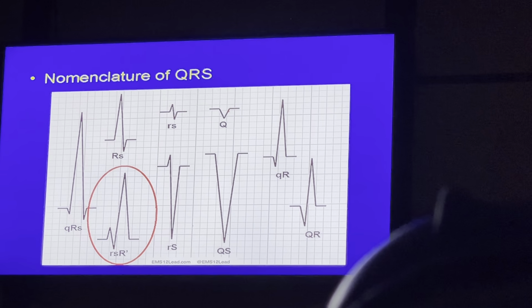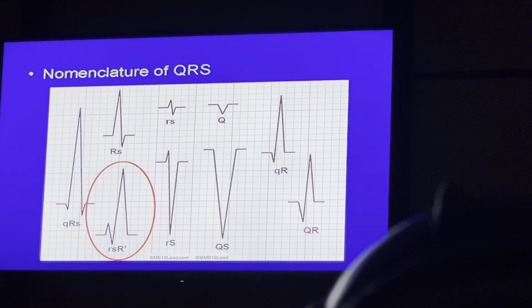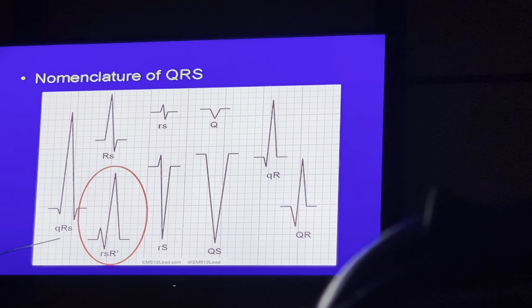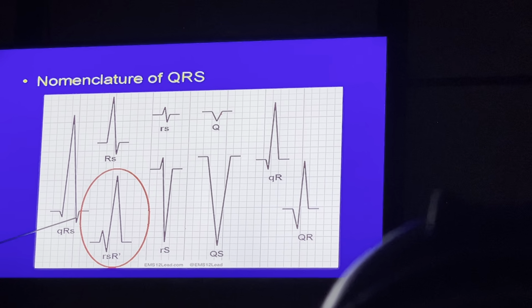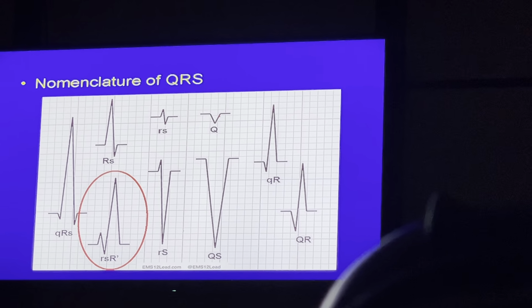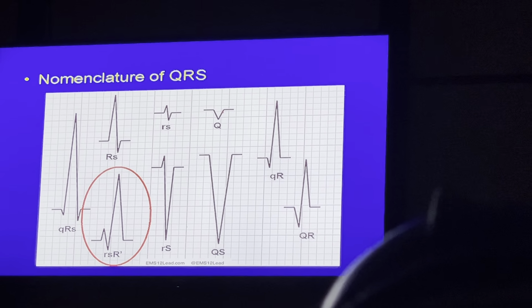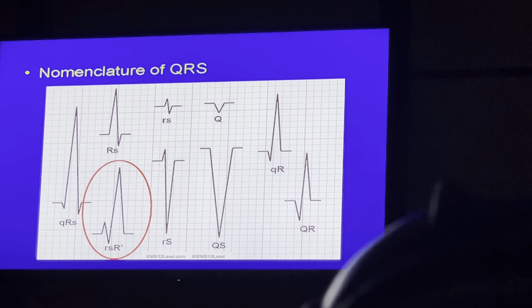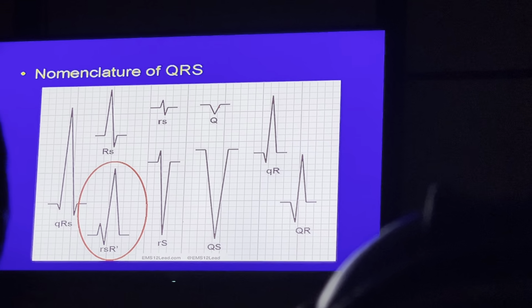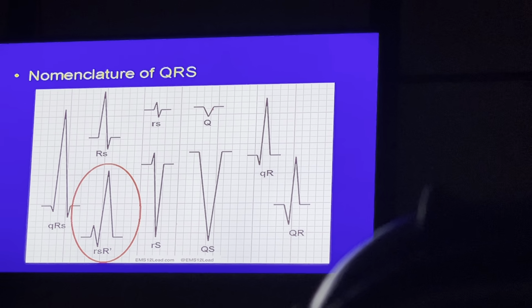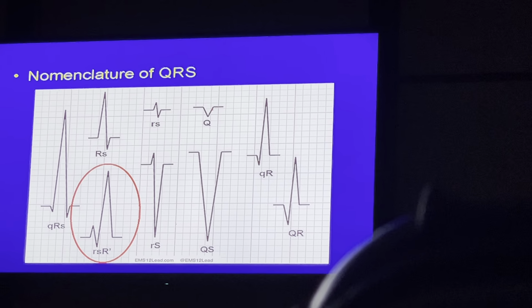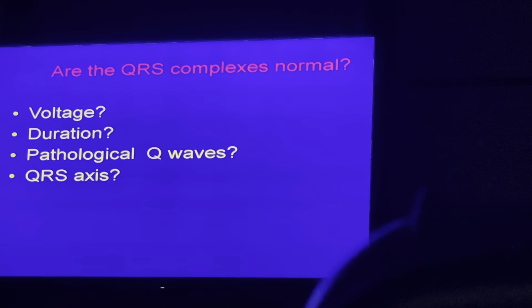Next. So this is the nomenclature of QRS. If it is small, we write small q, and if the S is small, we write small s. There is no strict definition when we call small or when we call large, but if it is more than 2 small scales, we may call it a large Q wave.